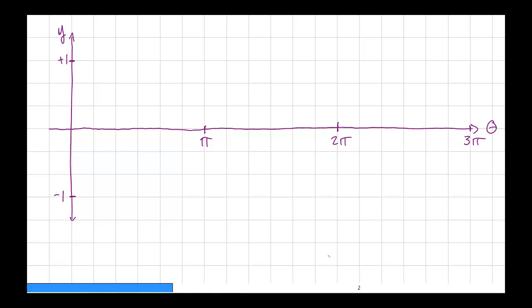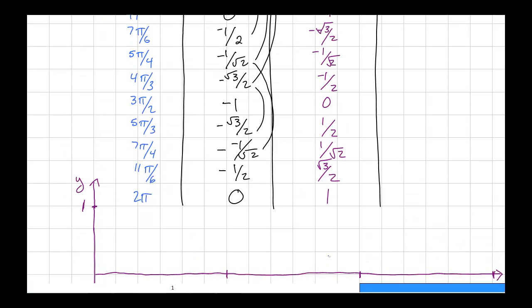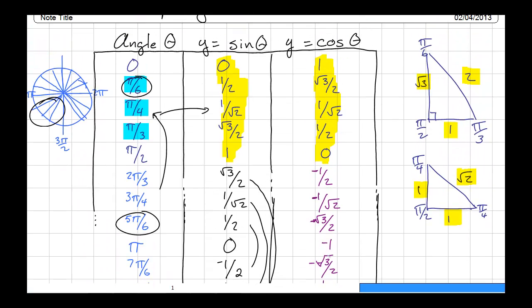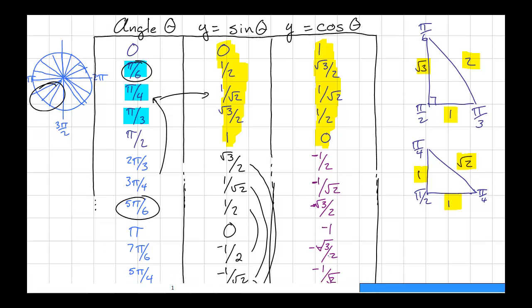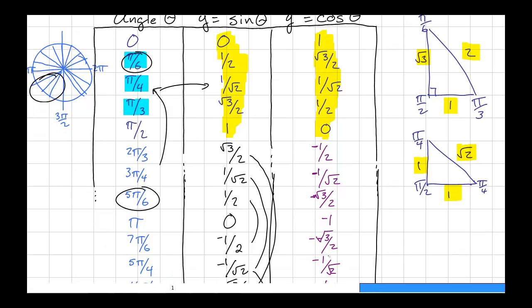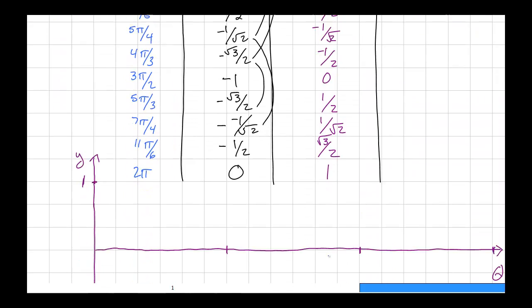Now if you go back to the table, you'll recall that y equals sine x. When theta was 0, sine was 0. When theta was pi over 6, sine was 1/2, then 1 over root 2, then root 3 over 2, and then 1.